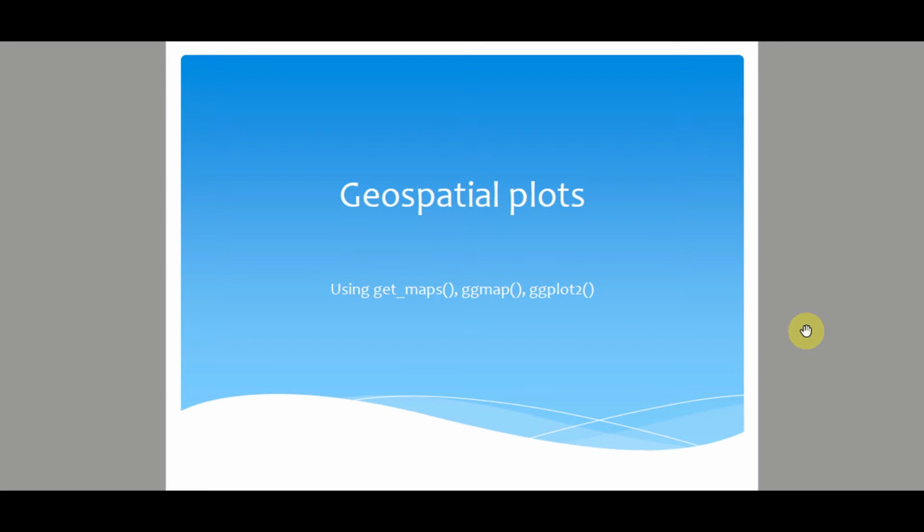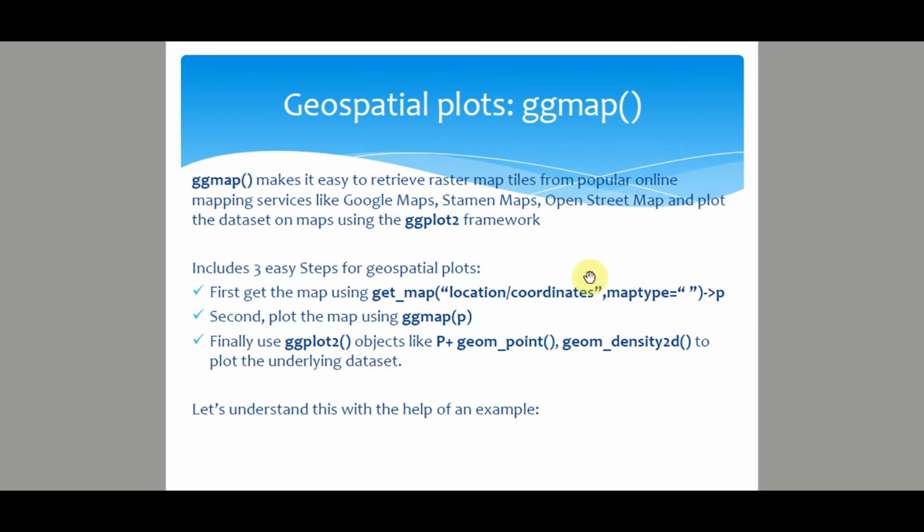In this chapter, we will learn how to plot geospatial data using the ggplot2 package. It includes three easy steps. First, get the map using the get_map function from the ggmap package.